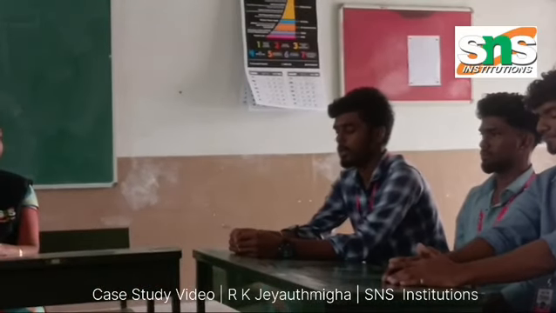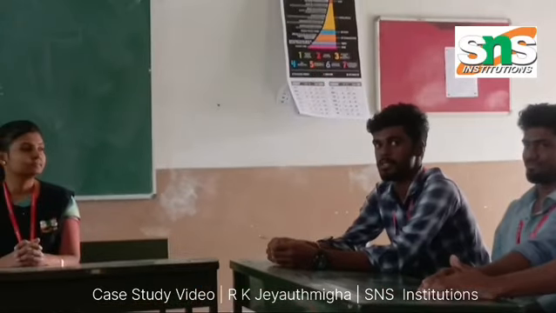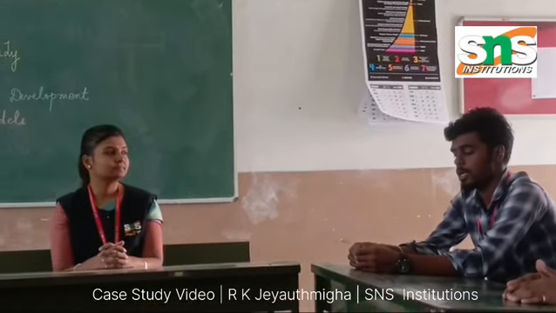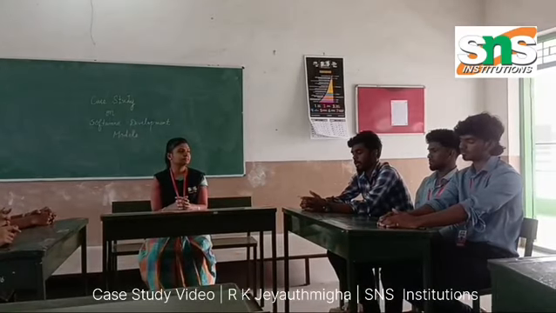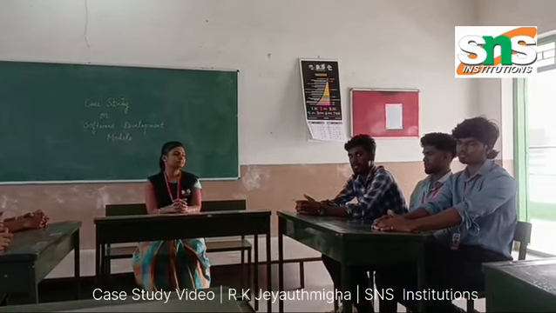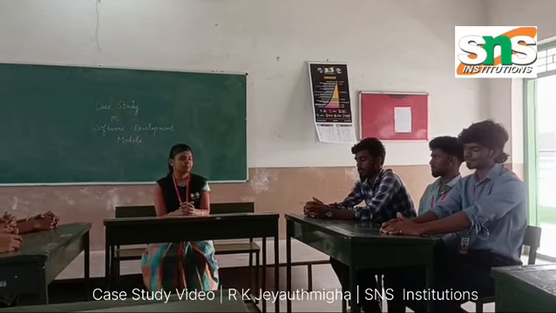Hello everyone, myself Manoj Kumar. I am going to explain about the spiral model. Project name is online shopping system. An online shopping system aims to let users browse products, place orders and make payment. The project faces issues like payment failures and changing requirements.